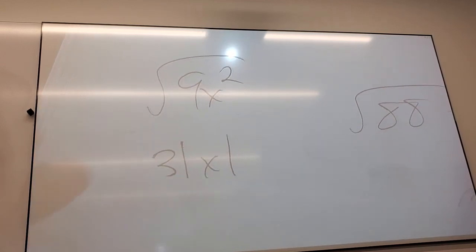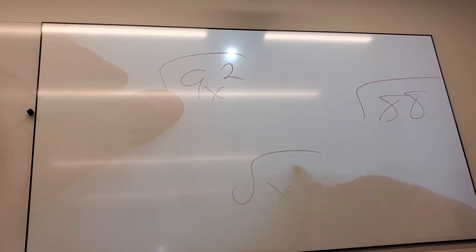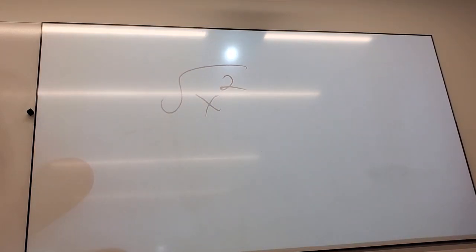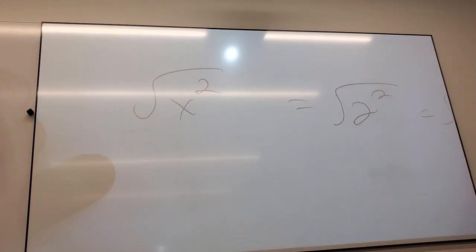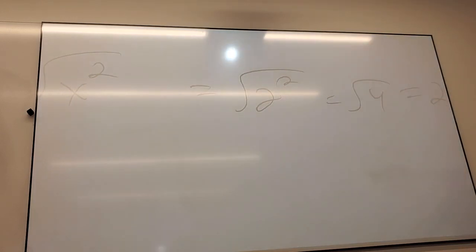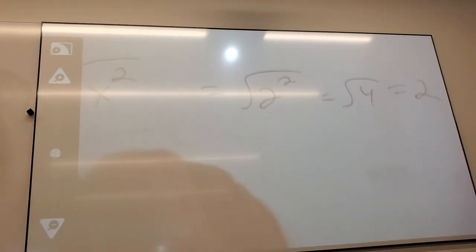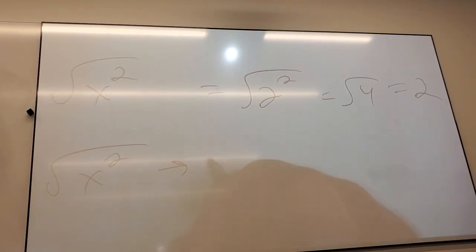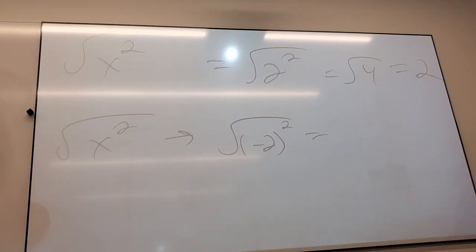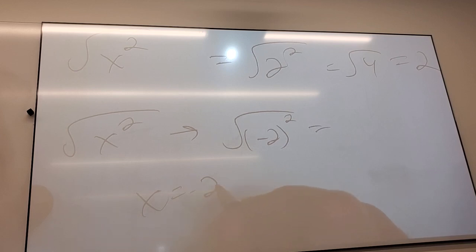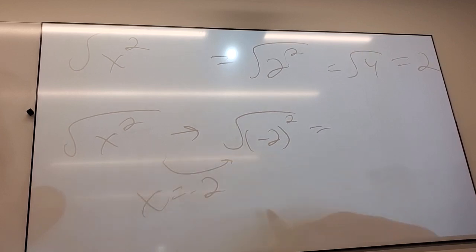What could x be? Give me a number x could be. Let's just look at square root of x squared by itself real quick. What could x be? 2. All right, so if x is 2, this is the square root of 4, which is 2, correct? Yeah. What else could x be? Negative 2. All right, if I make x negative 2, what's negative 2 squared? Right, and this is x equals negative 2, correct? That's how we got there, yes?